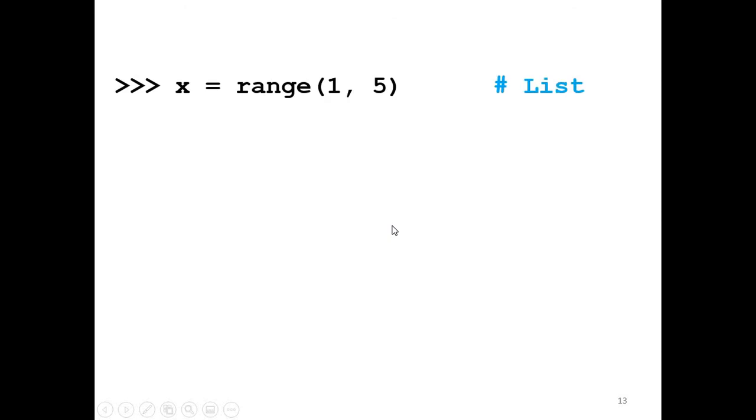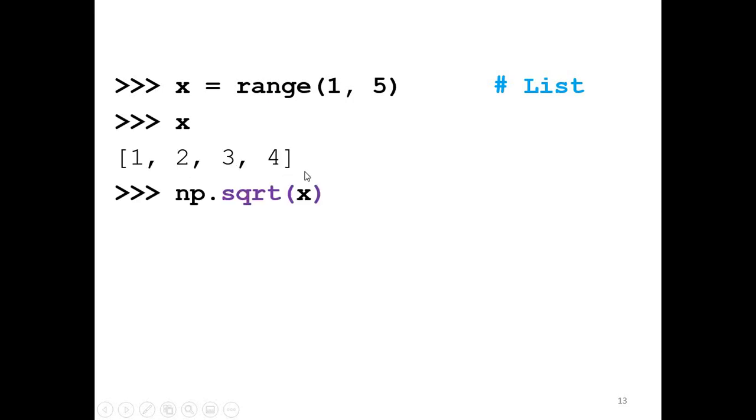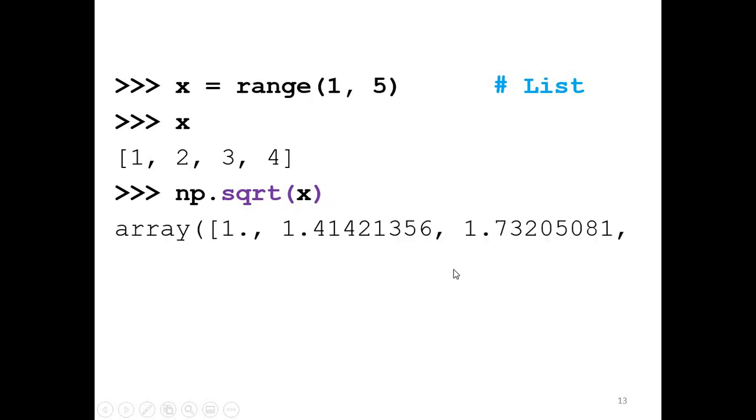Now suppose you have created a list with the range function, 1 to 5. So of course x will be 1, 2, 3, 4, and you have a square root function. This is also a vectorized function from NumPy. Any mathematical function in NumPy is vectorized. So you put x inside, which is no longer a NumPy array but a list, and you see the vectorization, you see the result.